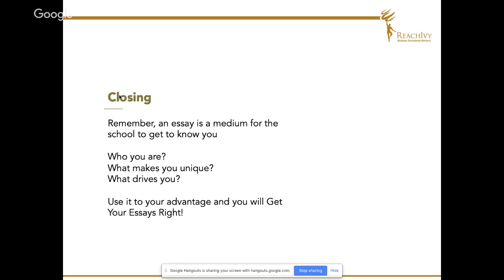Now, in closing, I'd like to just highlight a few points that we've already discussed. First and foremost, remember, an essay is a medium for the school to get to know you. And we say that with all seriousness. You must make sure that the application covers all parts of you. It follows a theme to describe who you are and basically highlights what makes you unique.